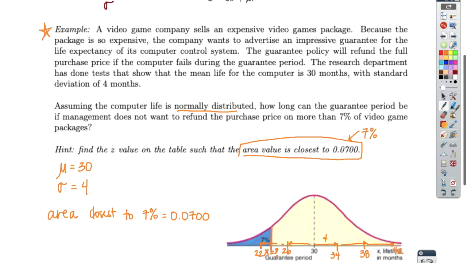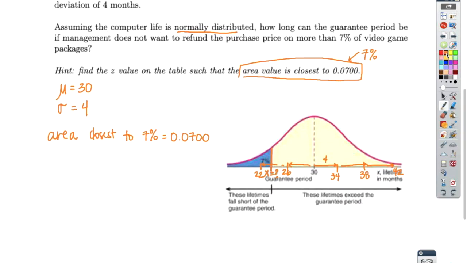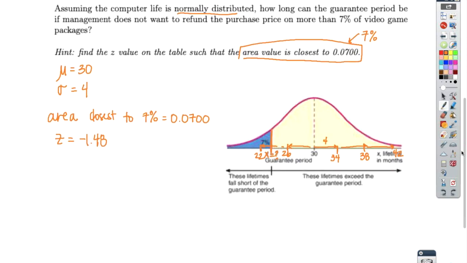Okay, so here's what we know so far. The area closest to 0.0700 has a z-score of negative 1.48. But this problem is asking about x values. It's not asking about z-scores. So I just have to, lastly, convert this z that we found to an x value, because that's what it's actually asking about in this problem.